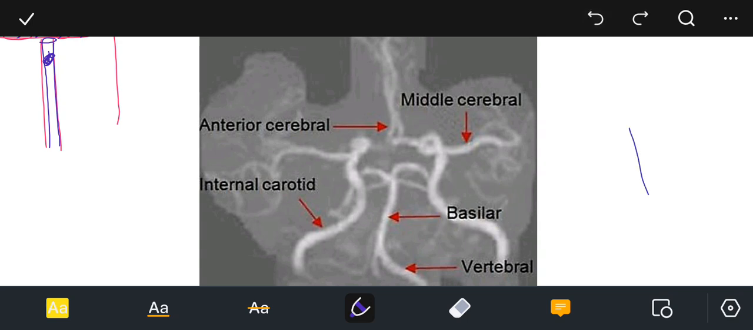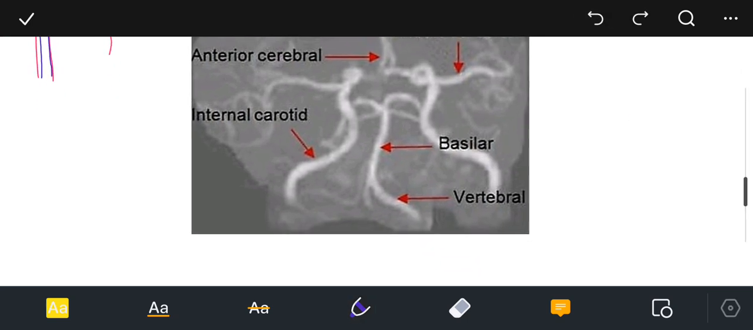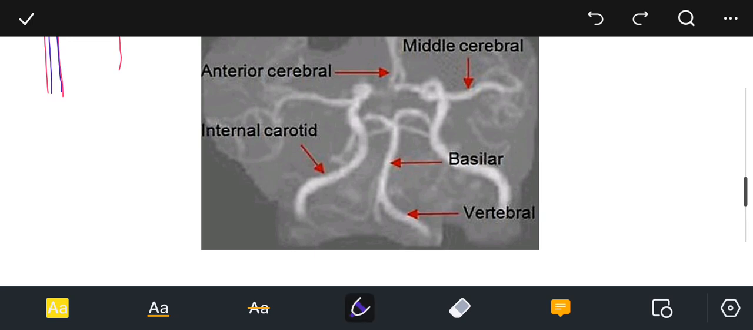How do you know it is vertebral artery? Because if you see the origin, you can see this vertebral artery is fusing with this other vertebral artery to give rise to a common basilar artery, right? So that is how we know that this is vertebral artery, this is basilar artery, and this tortuous artery is the internal carotid artery which is present anteriorly.